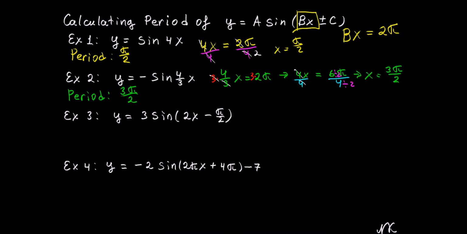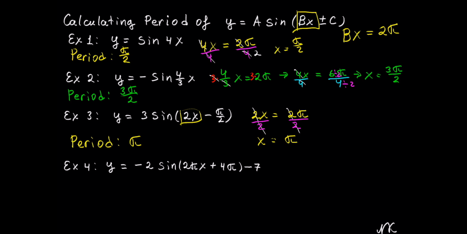In the third example, we have y equals 3 sine of 2x minus pi over 2, and we need to find out how long it will take 2x, the term containing x, to reach 2 pi. x is being multiplied by 2, the inverse would be to divide by 2. Whatever we do to one side, we do the same thing to the other side, so let's divide by 2. 2 and 2 will cancel on the left, 2 and 2 will cancel on the right, and x is equal to pi. So the period of y equals 3 sine of 2x minus pi over 2 is pi. Every pi radians, a new cycle will begin.